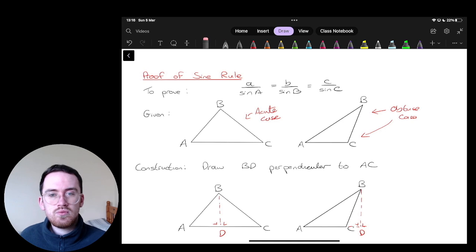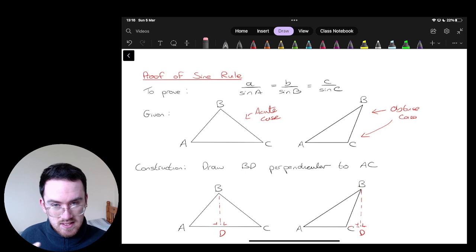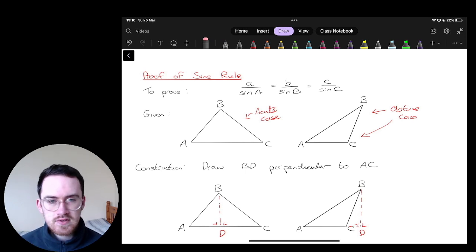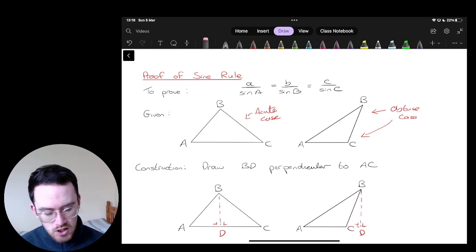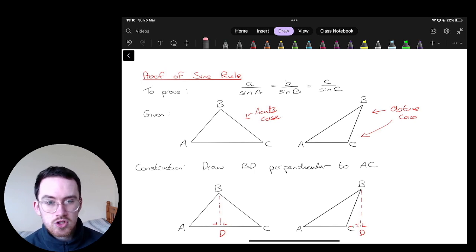Right, so we've used the sine rule. Now we want to look at how I prove the sine rule, and how I make sure that it's accurate. If I'm proving the sine rule, what I want to prove is A over sine A is equal to B over sine B is equal to C over sine C. Straightforward enough. We have two cases we want to look at: what we call the acute case and what we call the obtuse case.